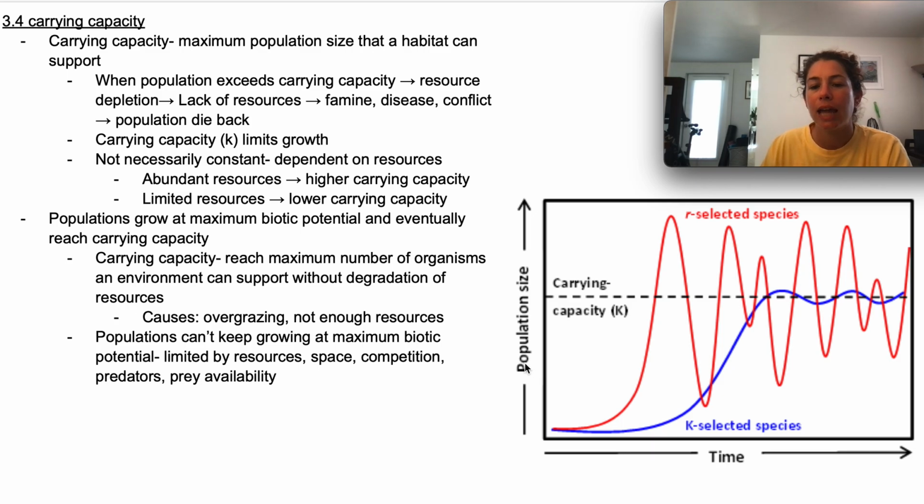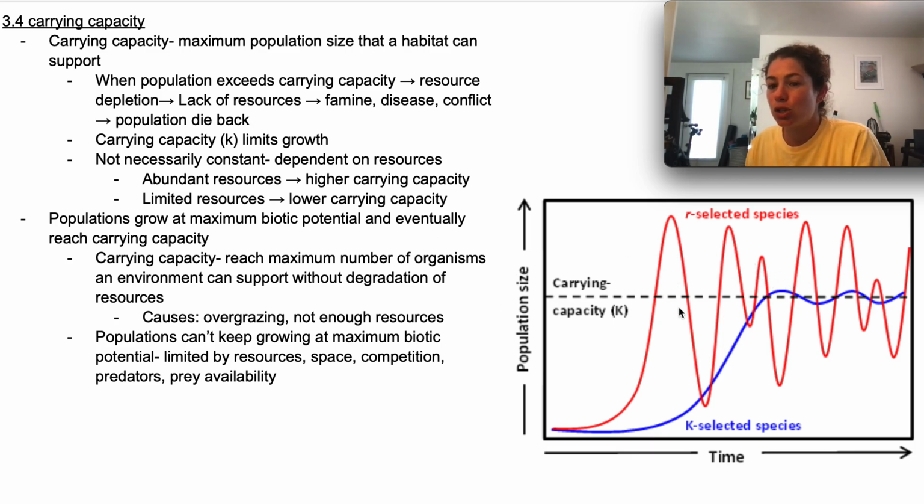Generally, a population can't keep growing at that maximum biotic potential. You see the biggest population growth when you're halfway to carrying capacity, because you have enough individuals to reproduce really quickly. So you end up with that highest rate right at your half carrying capacity, but you can't stay at that growth rate because you will quickly deplete your resources.